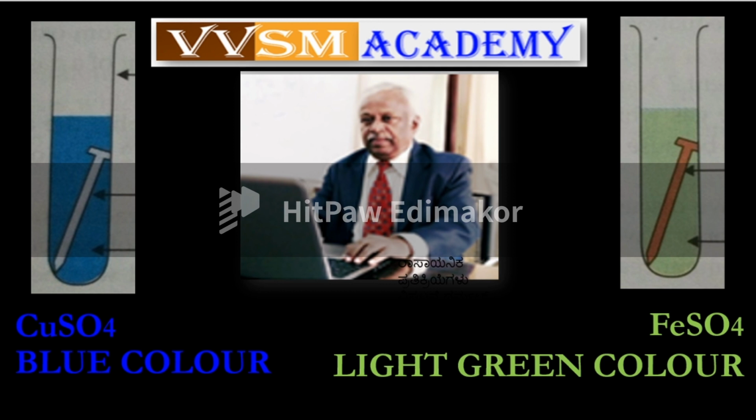See, the copper blue color solution in the test tube. This is the blue color solution, indicating copper sulfate is a blue color solution. So this is the iron which is present. Iron displaces copper in the copper sulfate solution, and the solution becomes FeSO4. FeSO4 is nothing but the formation of iron sulfate, light green color, indicating copper is displaced.